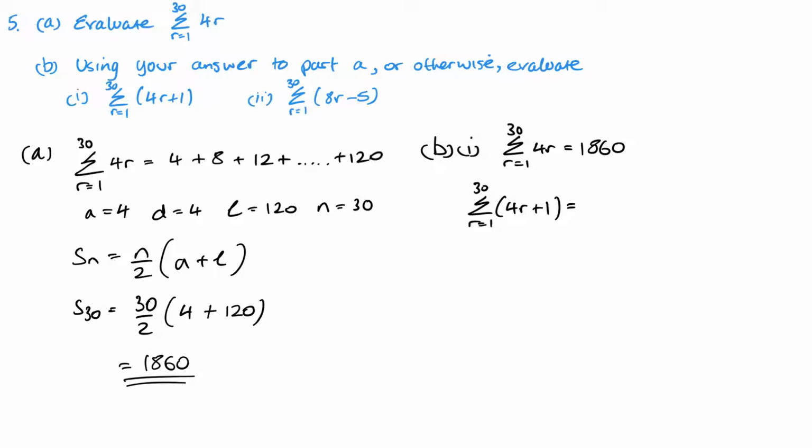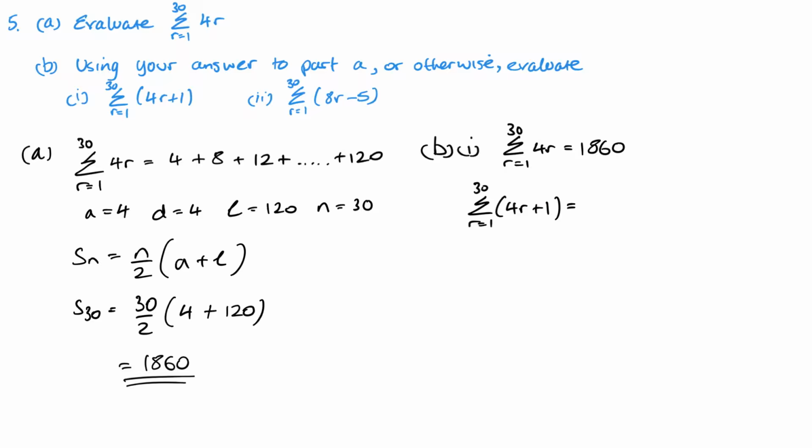So if you think part A was the sum of 1 to 30 of 4r, in this one, my sequence is the same, but each term has an extra 1 added to it. So like if I look at this one, instead of 4, I'd have 5, instead of 8, I'd have 9, instead of 12, I'd have 13, and so on. So that means there's an extra 1 being added to each term. There's 30 terms in my sequence, or my series, so I need to add an extra 30.